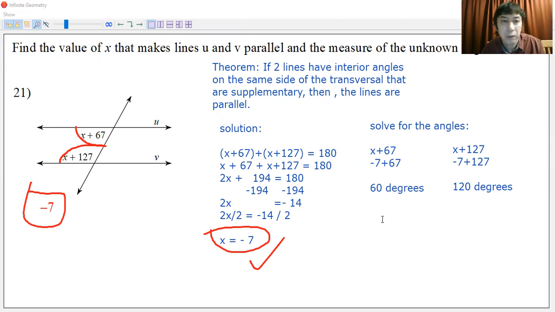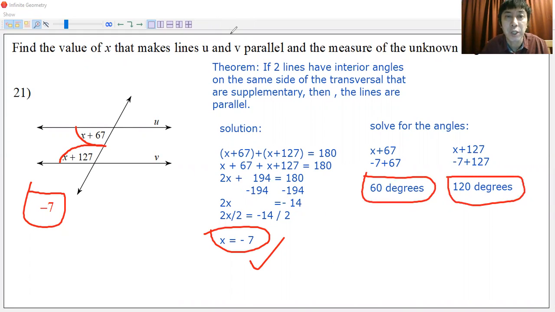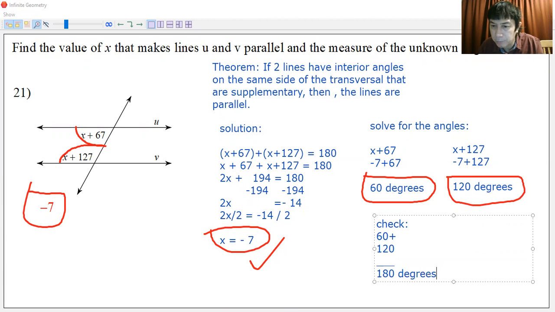So a little check will be 60 plus 120, that's 180. So these are the right answers, because you can check that. That's 60 plus 120, that should be equal to 180 degrees, of course. So our checking is correct. 60 plus 120, that's 180 degrees. So the answers are correct, the angles, and the x, of course.